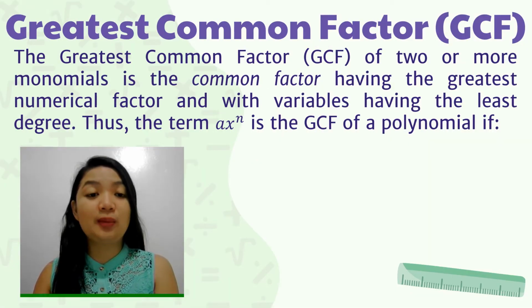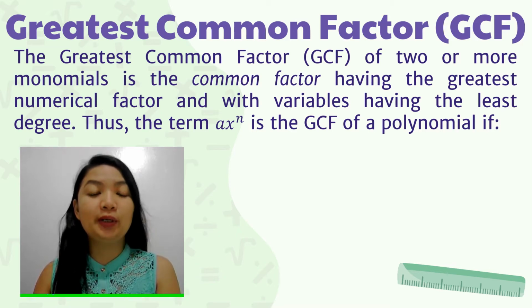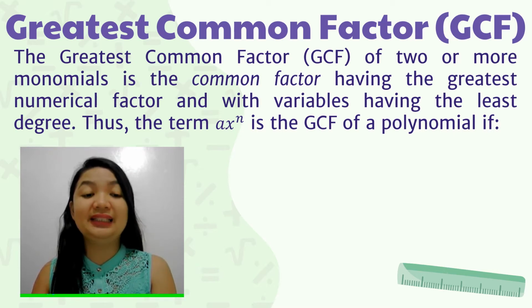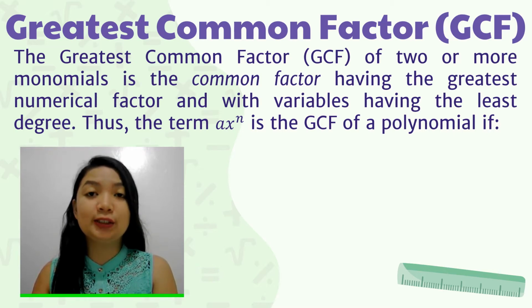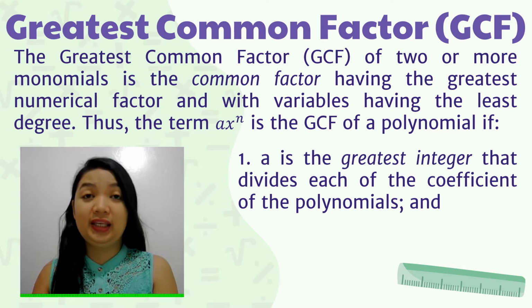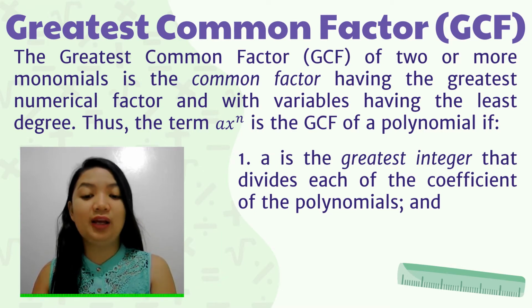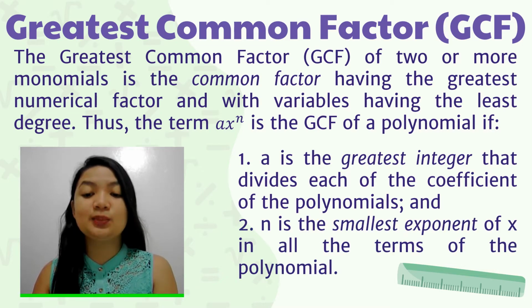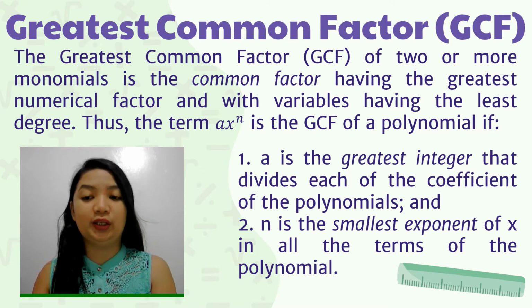The greatest common factor of two or more monomials is a common factor having the greatest numerical factor and the variables having the least degree. Thus, the term ax^n is the GCF of a polynomial if a is the greatest integer that divides each of the coefficients of the polynomial and n is the smallest exponent of x in all of the terms of the polynomial.